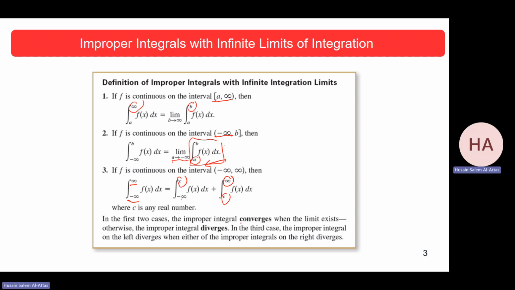We say it converges if the limit exists. If the limit does not exist, we say the improper integral diverges. This is the first two cases. The third case, if one of these integrals diverges, then we call the improper integral divergent. If both converge, then we calculate it.